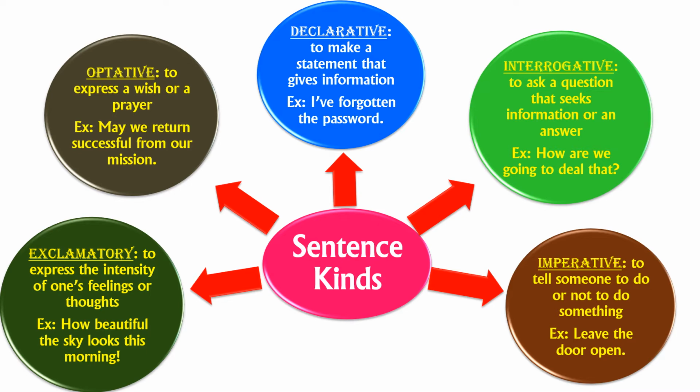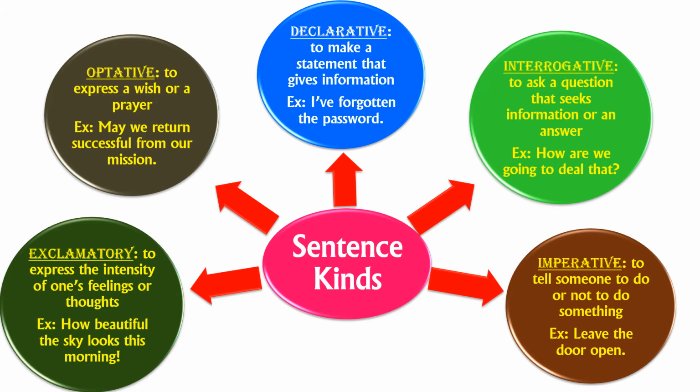So five types we have learned. What is the first one? Declarative, the next one interrogative, the next one imperative, the fourth one exclamatory, the fifth one optative, right? So you have to keep in mind what the types of sentences are and what the functions of those sentences are, right? Declarative is a statement, interrogative is a question, imperative is an order or advice or want or suggestion, exclamatory expresses the intensity of one's feelings or thoughts, optative expresses a wish or a prayer, right? So these are the kinds of sentences.